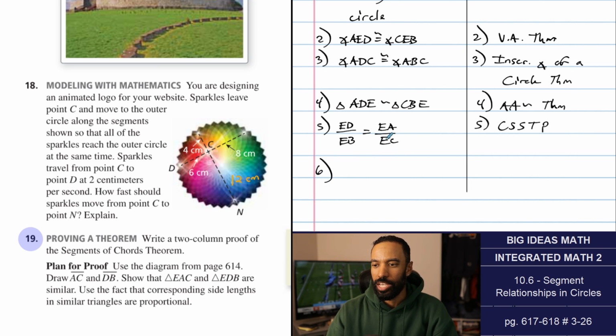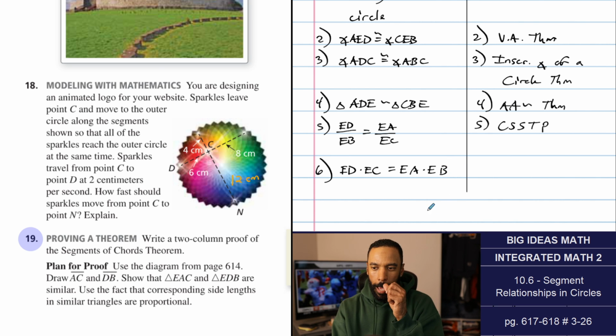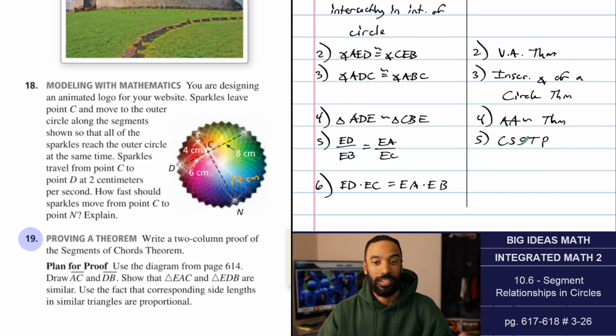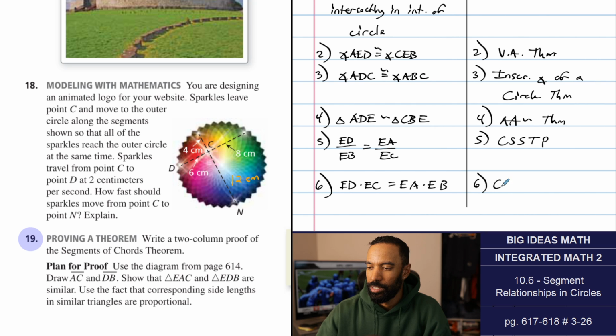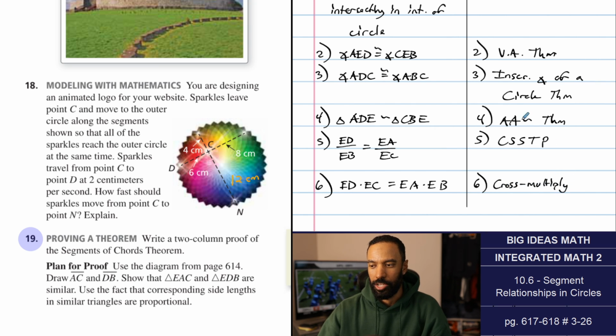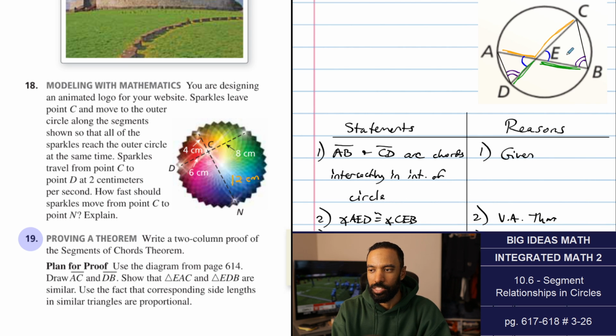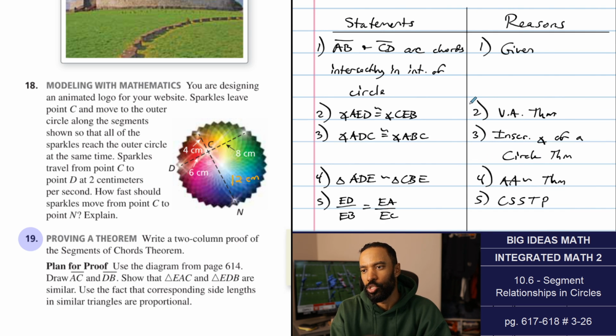Okay, so number 6, we can cross multiply. Multiply both sides by EC, and we get ED times EC. Cross multiply these two, I get EA times EB. I feel like I want to do these alphabetically, but that's okay. ED times EC, those two segments right there, equals EA times EB, those two. That's just cross multiplication. So that's the proof, guys. That's the final statement, the one that says those two products of chord parts are equal. It's by similar triangles that we do all of these ones, really.